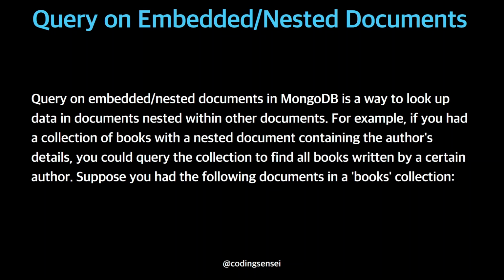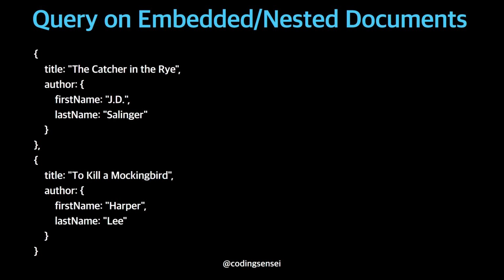Suppose you had the following documents in a books collection. Here we have two records. Each record contains a title and an author. Again, author is one more nested document. It contains a first name and a last name. So these are called nested documents. A document inside a document is called a nested document.